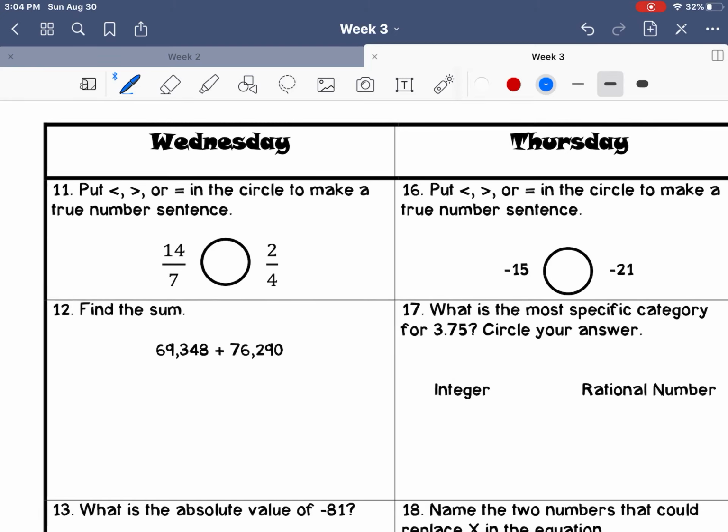All right, let's move on to 11. Put less than, greater than, or equal to in the circle to make a true number sentence. Simplify both of these fractions. 2/4 and 14 over 7 both need to be simplified. You simplify by bringing them down to their lowest terms. Hint, 14 divided by 7 is a whole number.